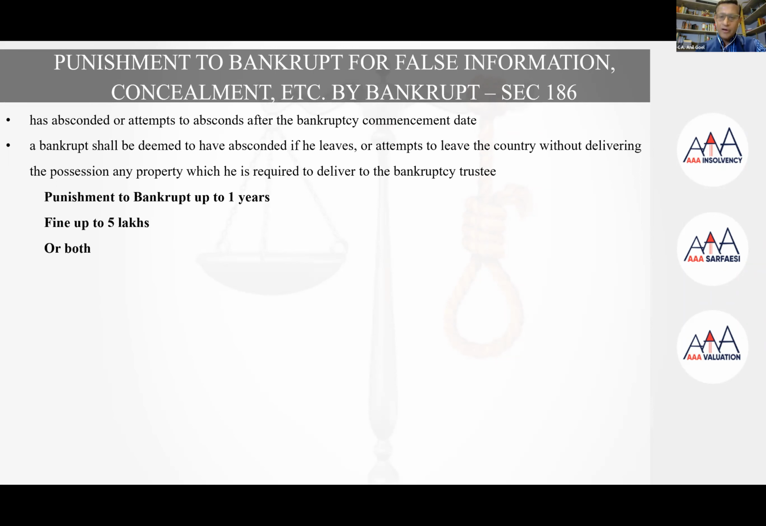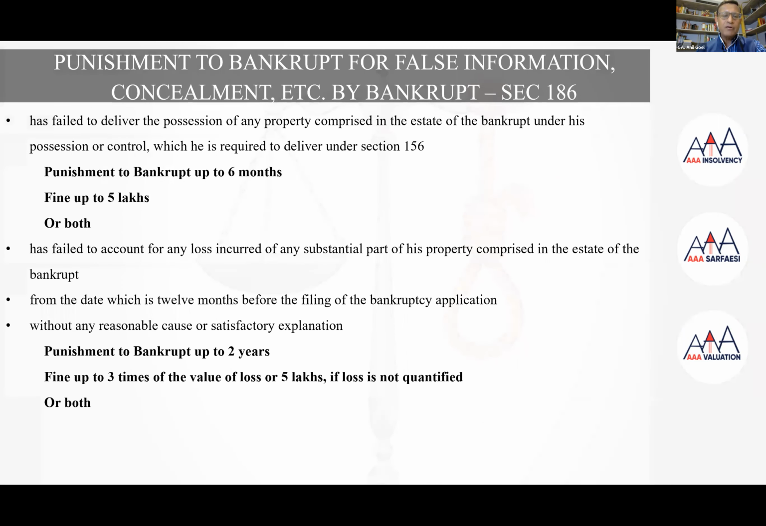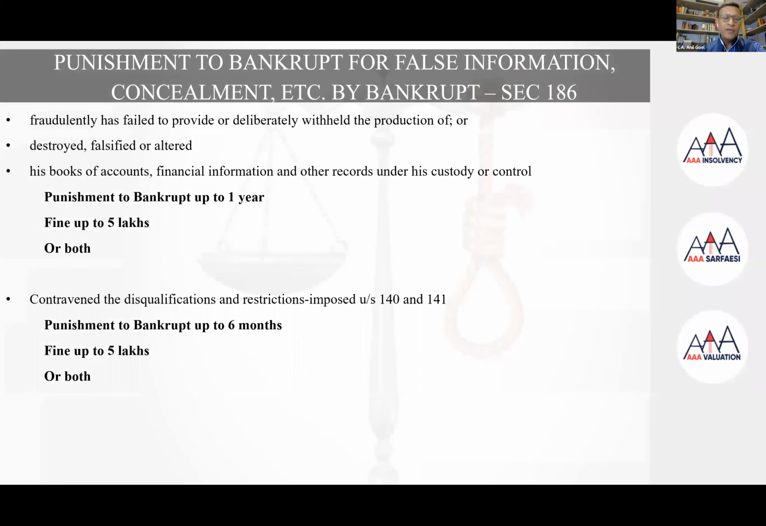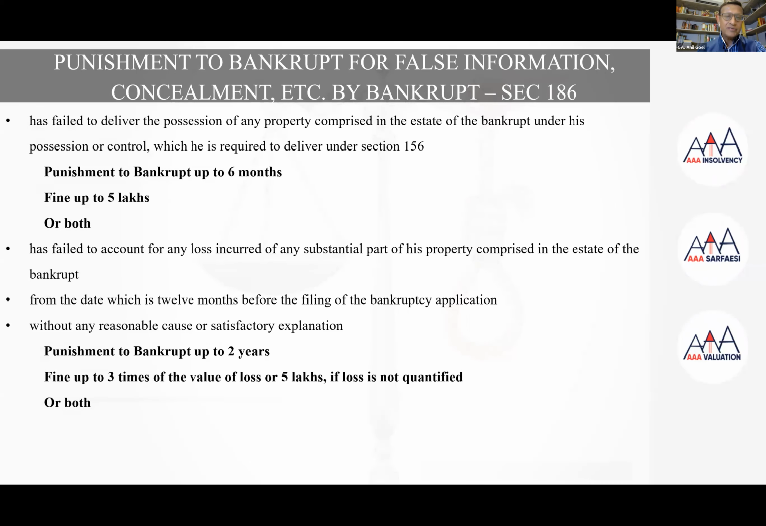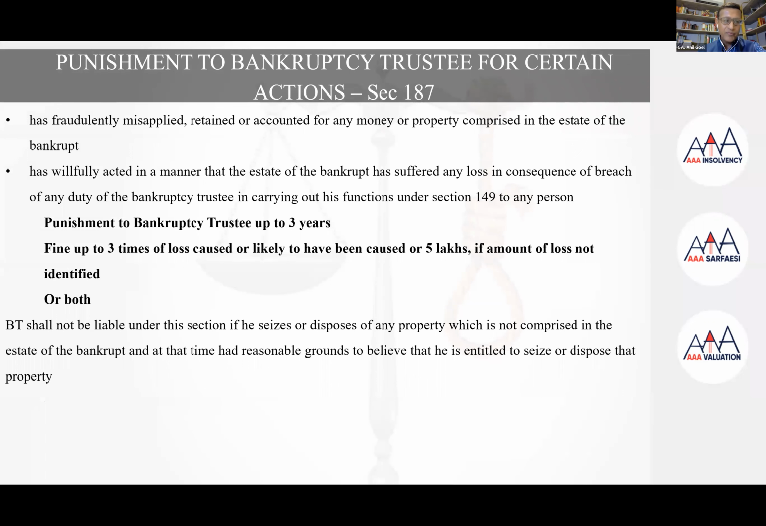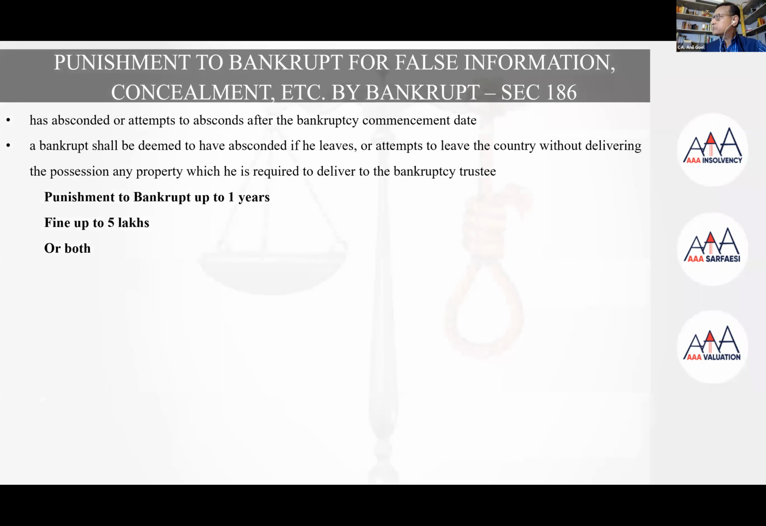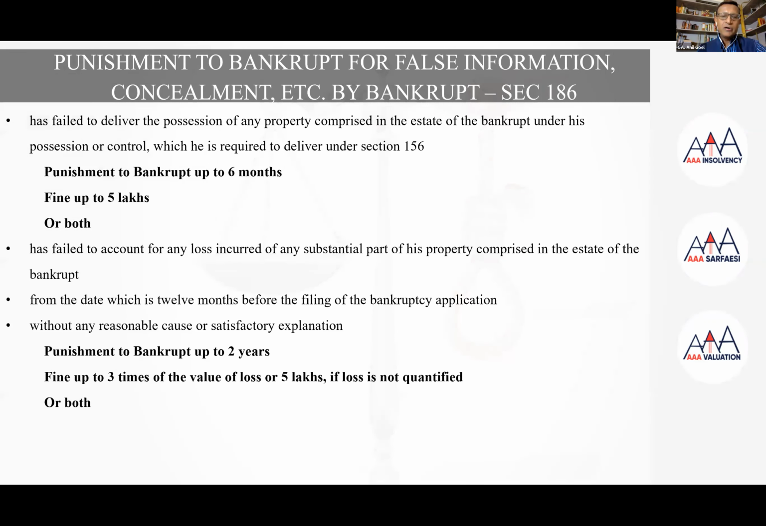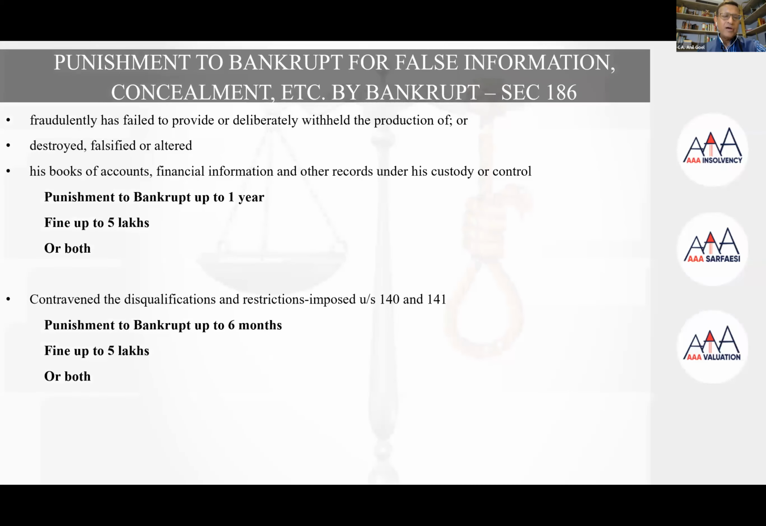So in case we see this section 186, let us see that absconding is covered, causing loss is covered, and no explanation given for the loss. He has failed to deliver any possession of the property, contravening the disqualifications and restrictions, fraudulently or deliberately failing the production of books of account, and finally the information about the assets and other part of it. These are all regarding the bankrupt in case he does all these contraventions. So section 186 deals with this entirely for the bankrupt.